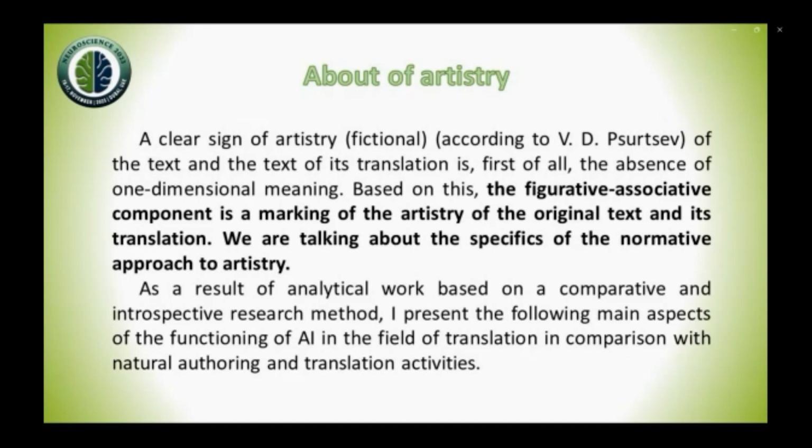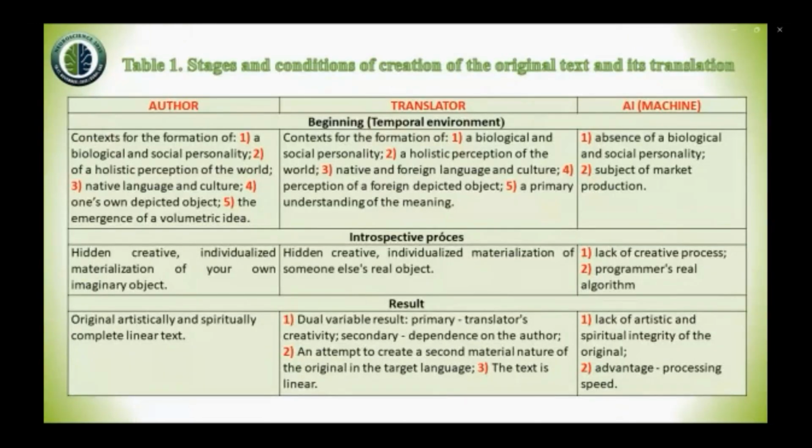As a result of analytical work based on a comparative and introspective research method, I present the following main aspects of the functioning of AI in the field of translation in comparison with natural authoring and translation activities. As you see from the table, stages and conditions of creation of the original text and in translation, the author begins the translation process in the following context.